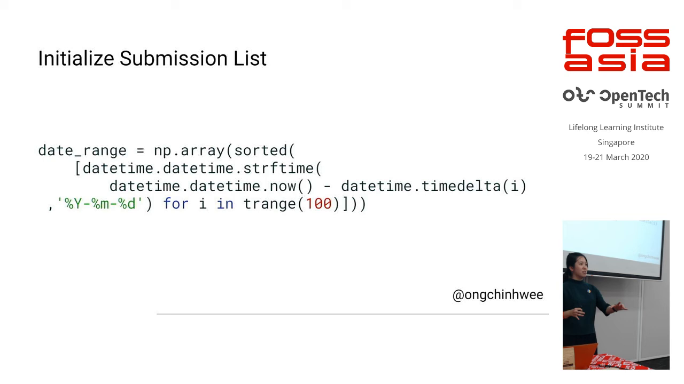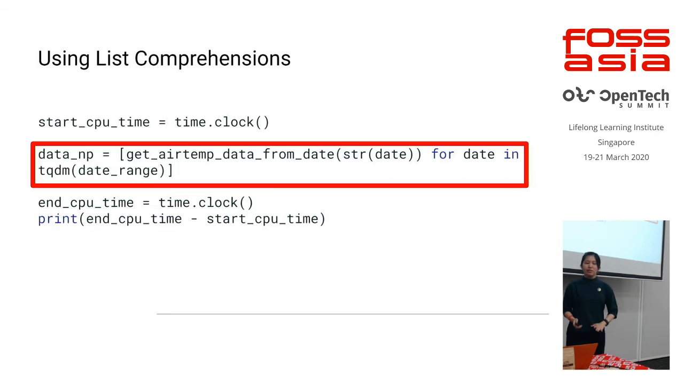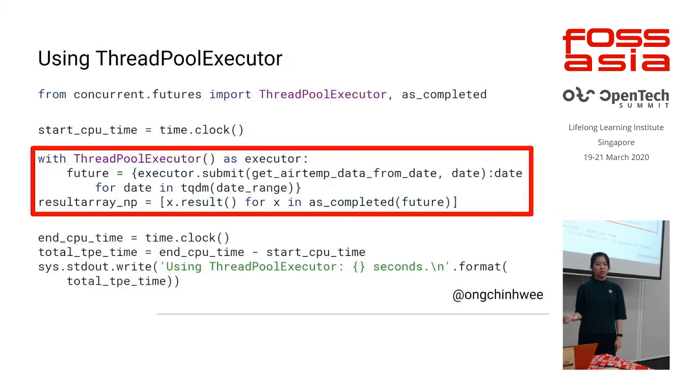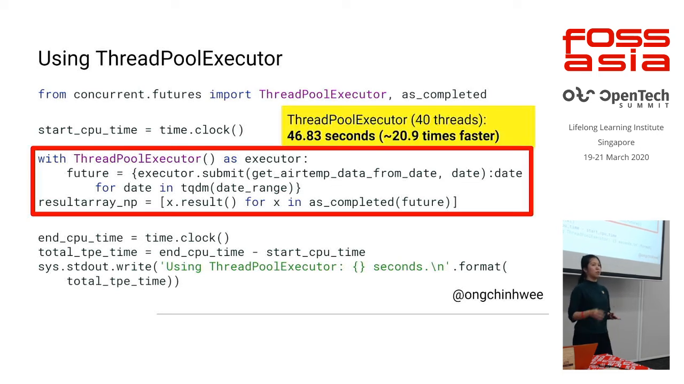Then I initialize my submission. I try list comprehensions because list comprehensions are a good way in Python. If I use list comprehensions, it takes almost 17 minutes to make 100 API requests. I think I can eat a meal during that time. But if I use thread pool executor to execute the API requests, I actually get a speed up of about 21 times. So it's completed in less than a minute.